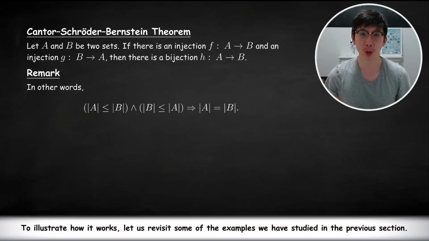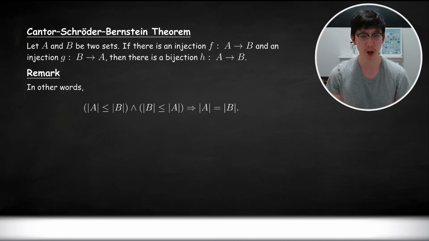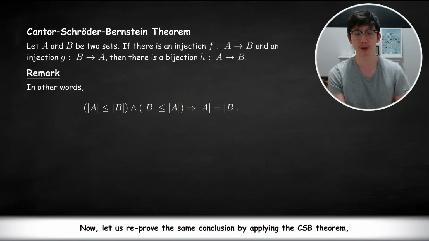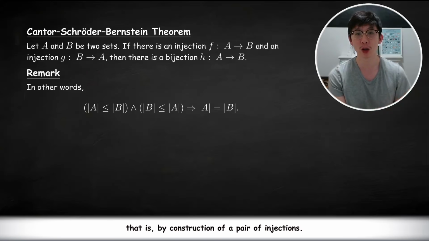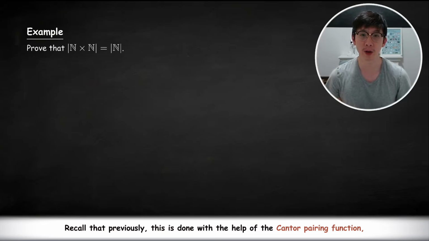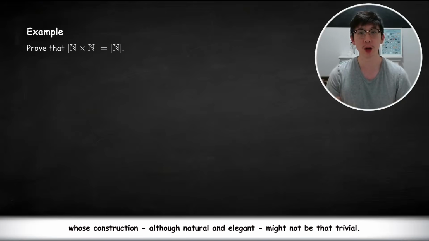To illustrate how it works, let us revisit some of the examples we have studied in the previous section. There we have proved that the given sets have the same cardinality through construction of a bijection. Now, let us reprove the same conclusion by applying the CSB theorem, that is, by construction of a pair of injections. First, let us reprove that the product set N cross N and N itself have the same cardinality. Recall that previously, this is done with the help of the Cantor pairing function, whose construction, although natural and elegant, might not be that trivial.